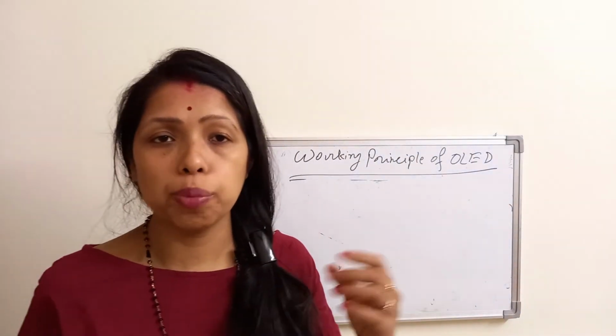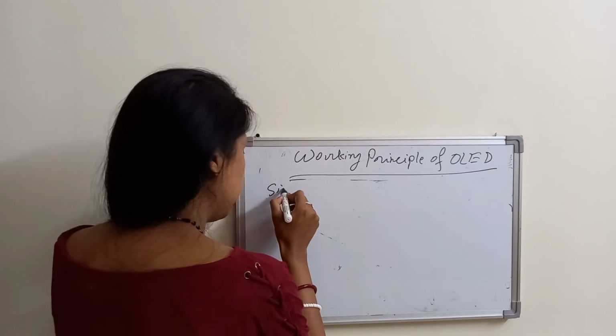The junction between the p-type and n-type semiconductor is called the heterojunction. Okay. First, I will tell about the single heterostructure.